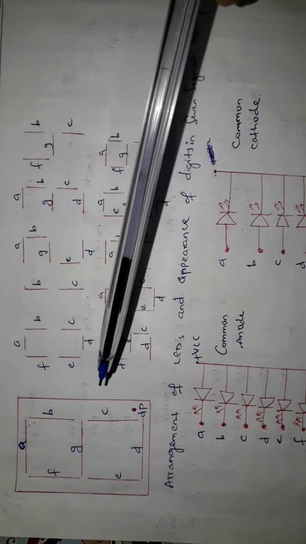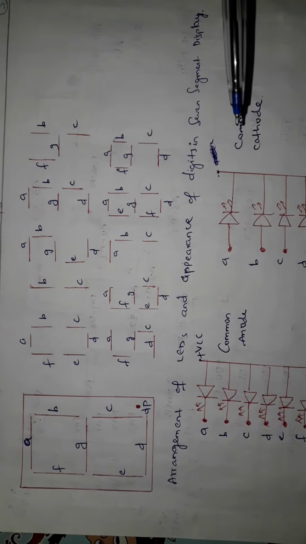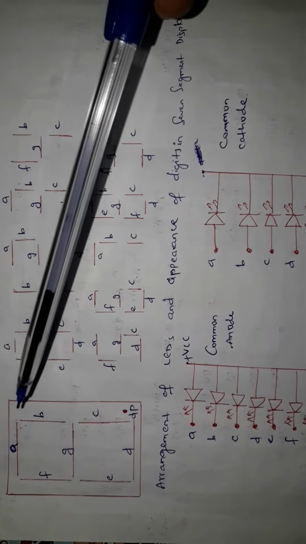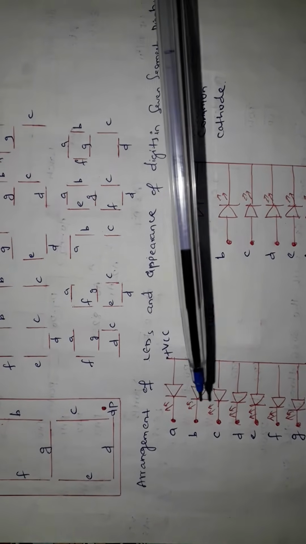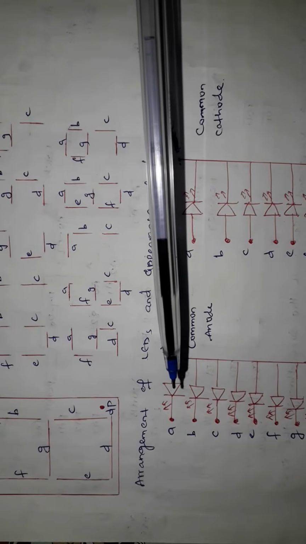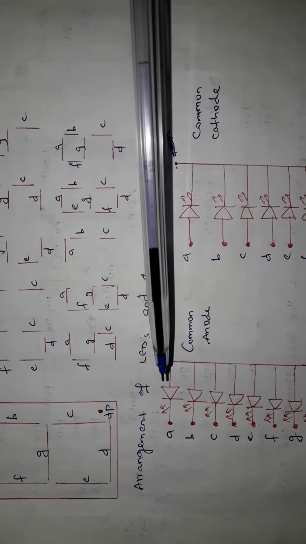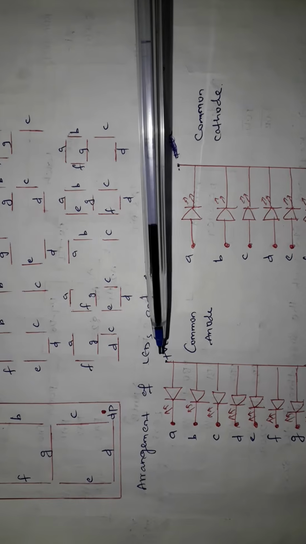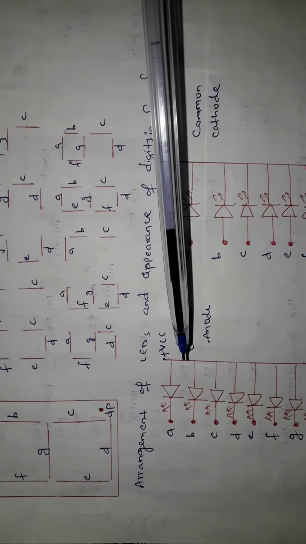This 7 segment display can be configured in 2 modes. One is the common anode configuration, another is the common cathode configuration. In common anode configuration, you have 7 segments, A, B, C, D, E, F, G, so 7 LEDs are there. The anode terminals are commonly connected to VCC. So you can see that all segment anode terminals are commonly connected to VCC, and it is said to be operating in common anode configuration.